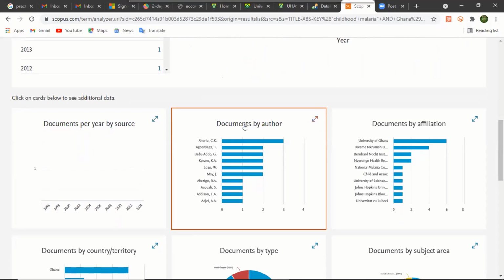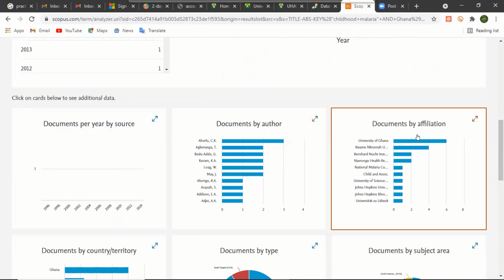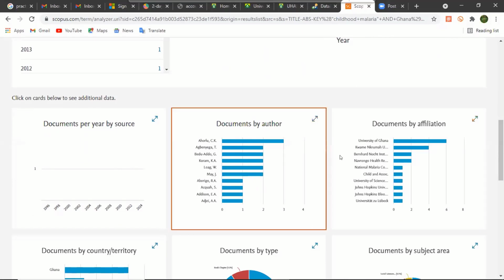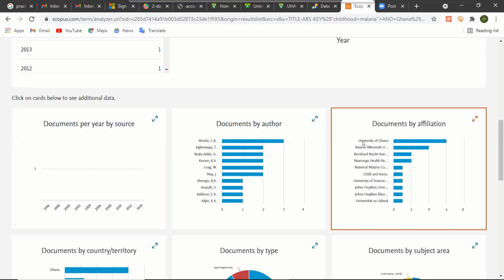Then documents by author. So this one also gives you a list of authors who have made contributions to that topic. And you can see there Aholo CK has made the highest contribution so far on the topic that I have searched on childhood malaria and Ghana. Then documents by affiliation. Affiliation simply means the institution where the author is coming from, all right? And so if you observe, it appears there's a close semblance between the two, that is the author and the affiliation, because usually the authors are affiliated to institutions, all right? So University of Ghana is leading in that area of publication.